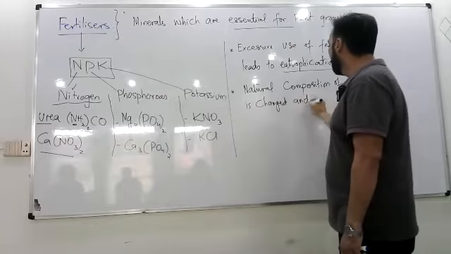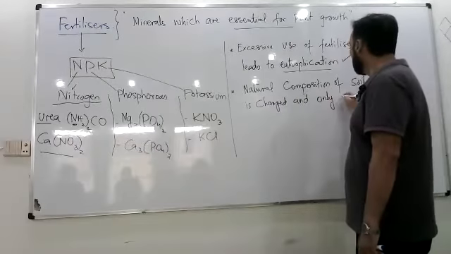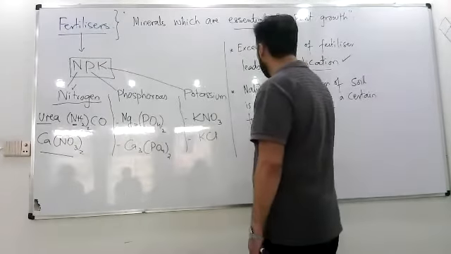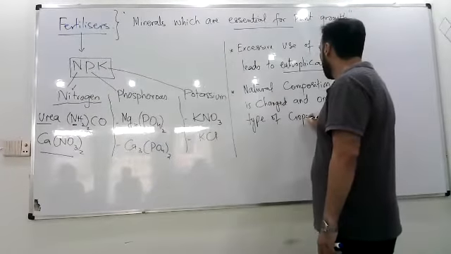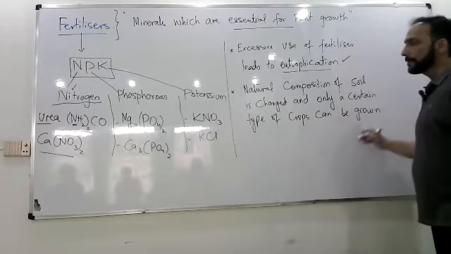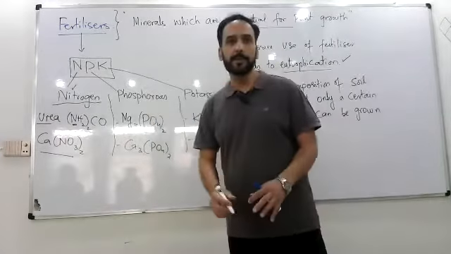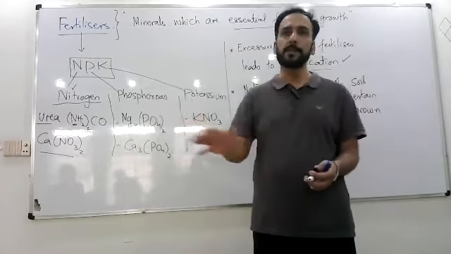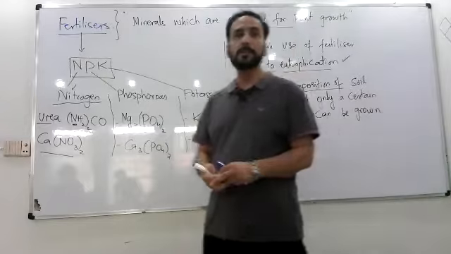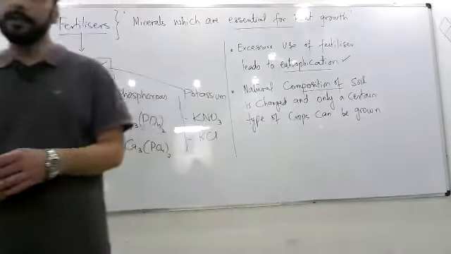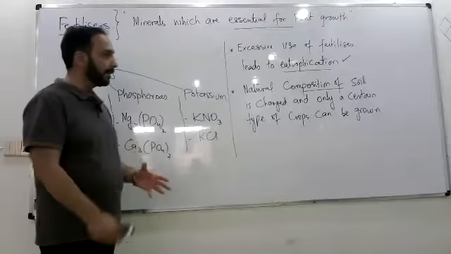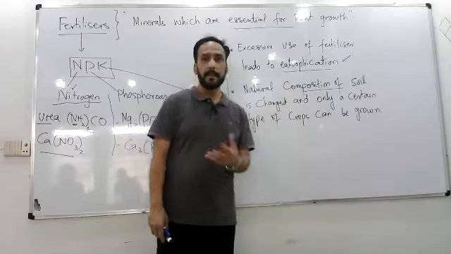and only a certain type of crops can be grown in that area. I mean, where you use a specific fertilizer like urea, for instance, and lots of urea, you use it over the years and decades. So that field or soil might not support other crops or plants in that area because you have put so much fertilizer in that place that the natural mineral content of the natural soil changes.